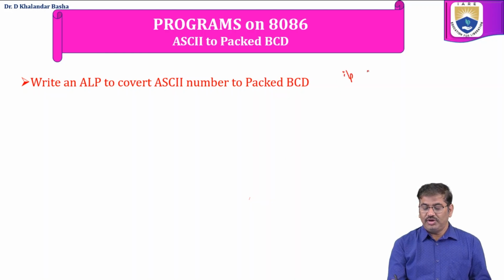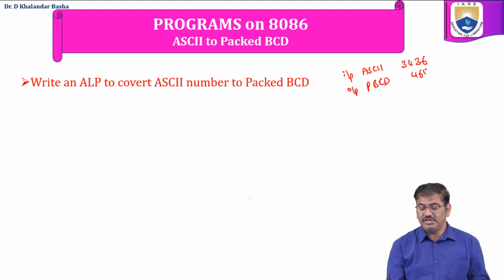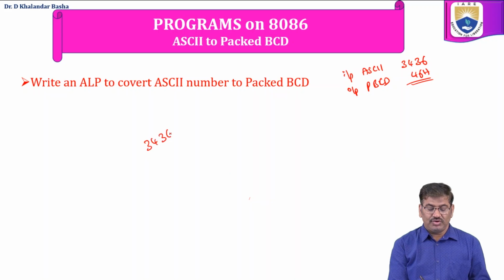So here the input is the ASCII number, which we are taking as 3436H. The output we expect is a packed BCD number, the output is 46H. For converting this, first we take the ASCII number, that is 3436H. From this we subtract 3030, then we get 0406H. Now this is an unpacked BCD.